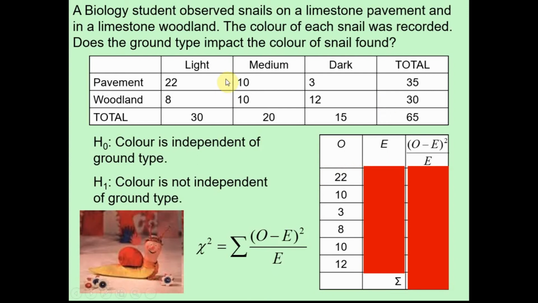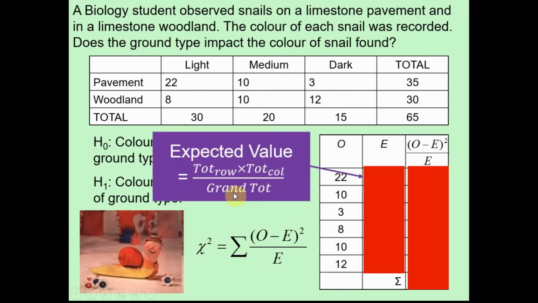We need to get the expected values for each of these. Okay, and the expected value can be found using this formula here. It's the total of the row multiplied by the total of the column divided by the grand total. So for this one here, for pavement light, it would be 35 multiplied by 30 all divided by 65. Okay, and if you work that out, it comes out to be 16.15.